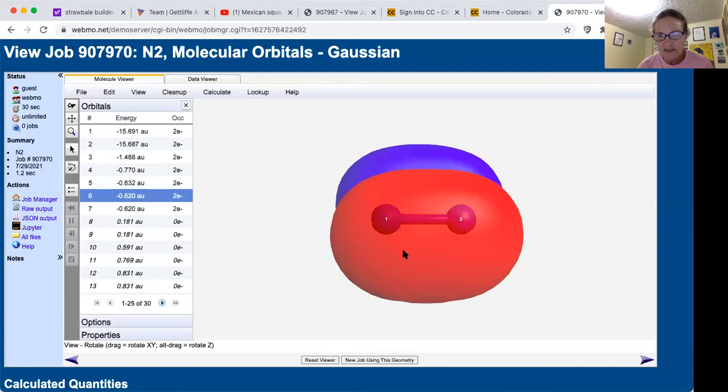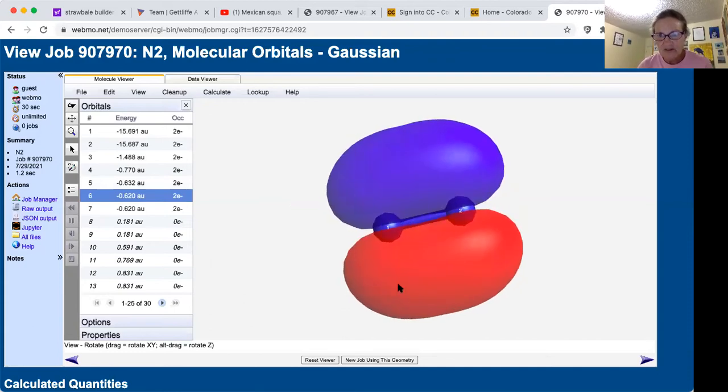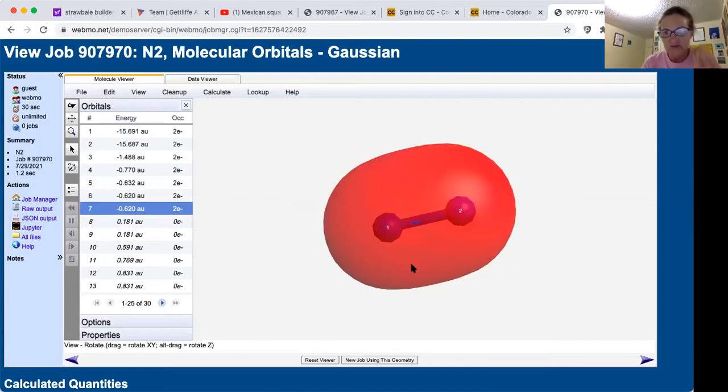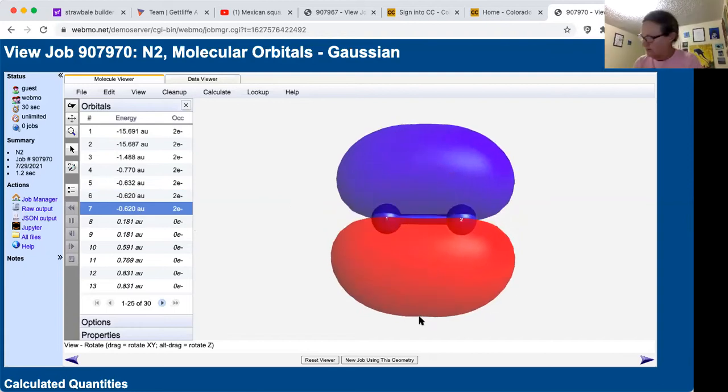Then we get this guy. You can rotate it and quickly see that that is a pi, so it's a 2 pi, and there is no node between the nuclei, so it's bonding. It's at negative 0.620. And notice that the next one has exactly the same energy, so you have degenerate pi molecular orbitals, and they each have 2 electrons in them.